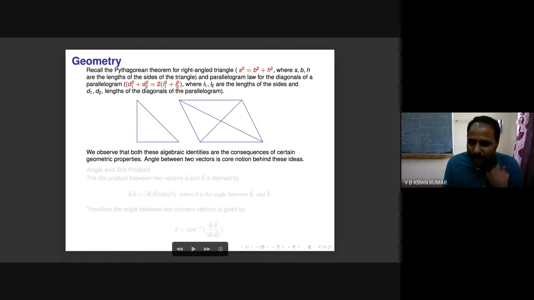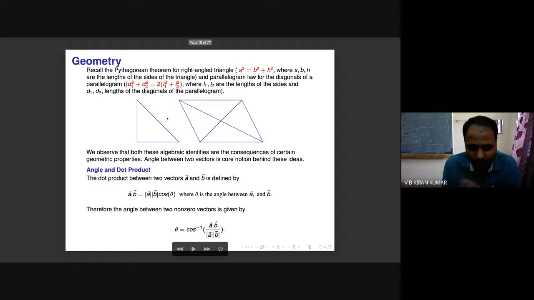But keep in mind that the geometric observations give you an algebraic identity like this. Similarly, the geometric observations give you an algebraic identity like this. That is very important. Now let us look at angle and dot product. Here you need an angle, right? You are talking about a right angle triangle so that you have this algebraic identity. But where does this angle come from?